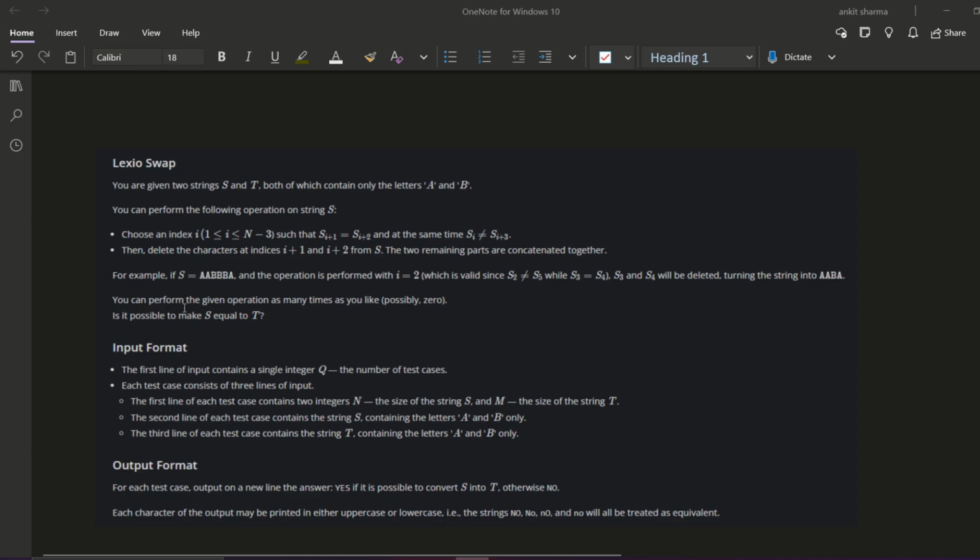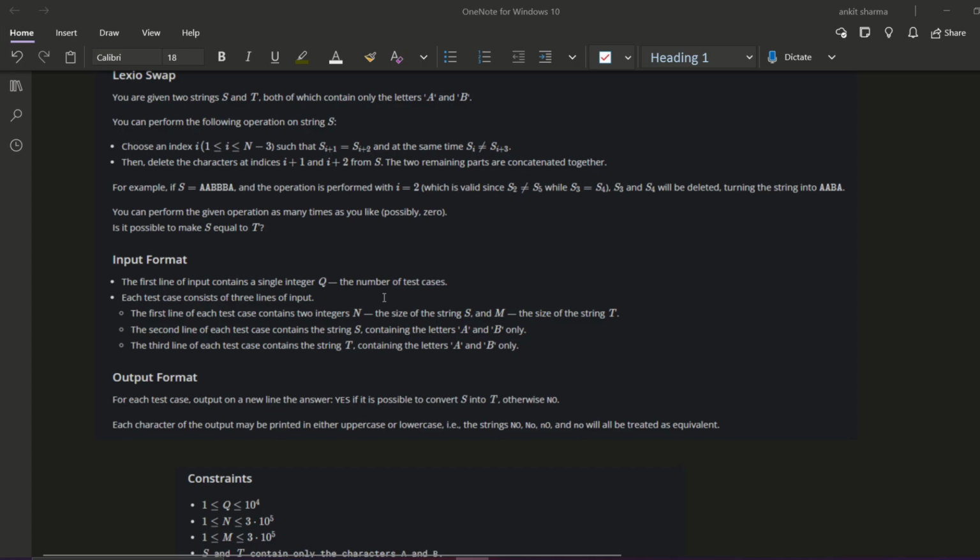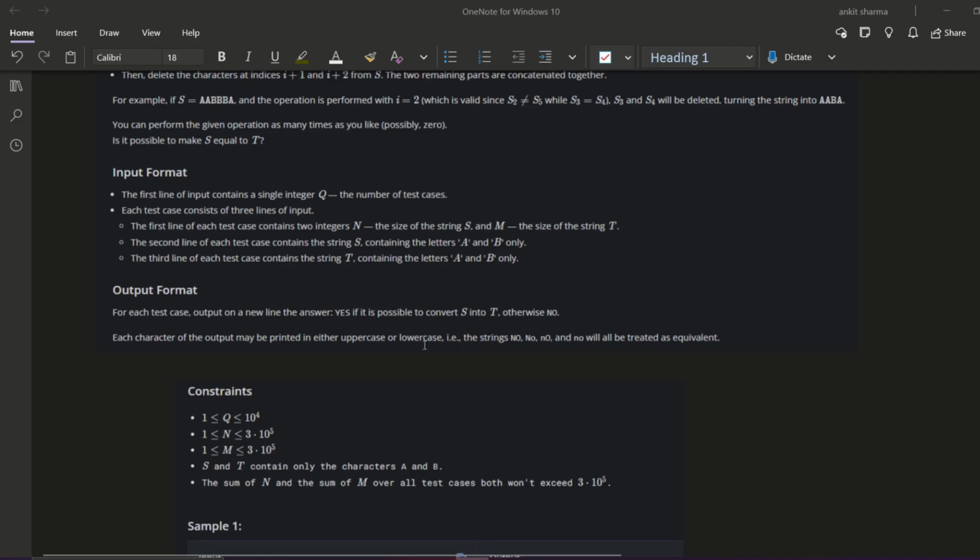So we have to tell whether we can perform this operation as many times as we want and finally convert S to T or not. We have to solve this for Q test cases, and each test case gives N and M, the length of string S is N and the length of string T is M, and both strings contain only A's and B's. Constraints are 3 into 10 to the power 5, so we have to use some O(N) or O(N log N) solution.